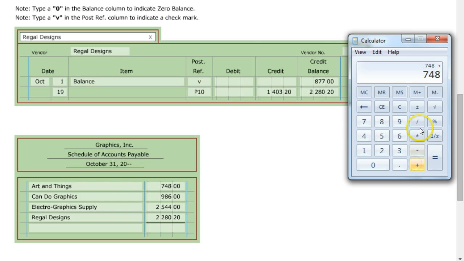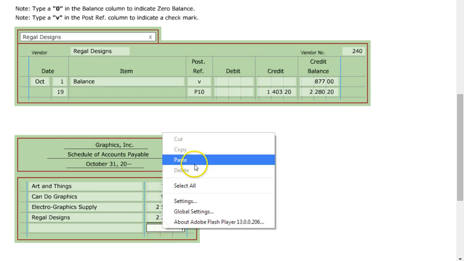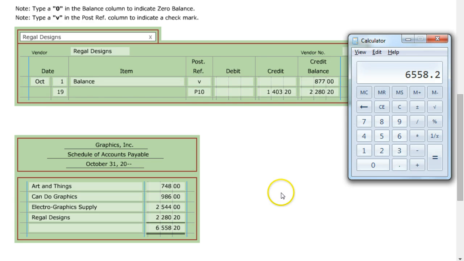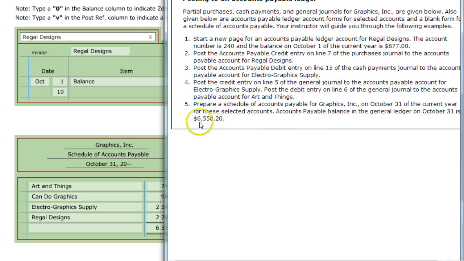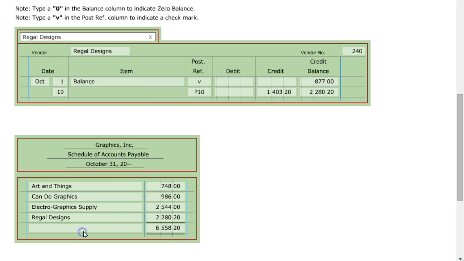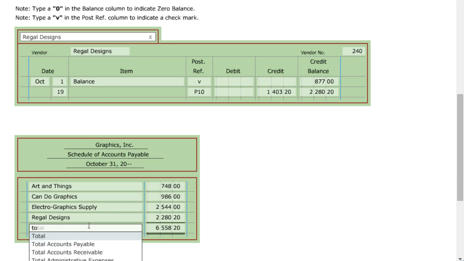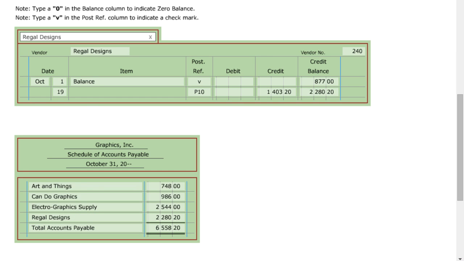So I'll take the 748 plus the 986 plus 2,544 plus the $2,280.20, and I should have 6,558.20. Put that right there. Let's check our directions, and our directions say that we should have that number. We have that number, and we're going to put down not totals but total accounts payable, because that should equal the accounts payable account in the general ledger.